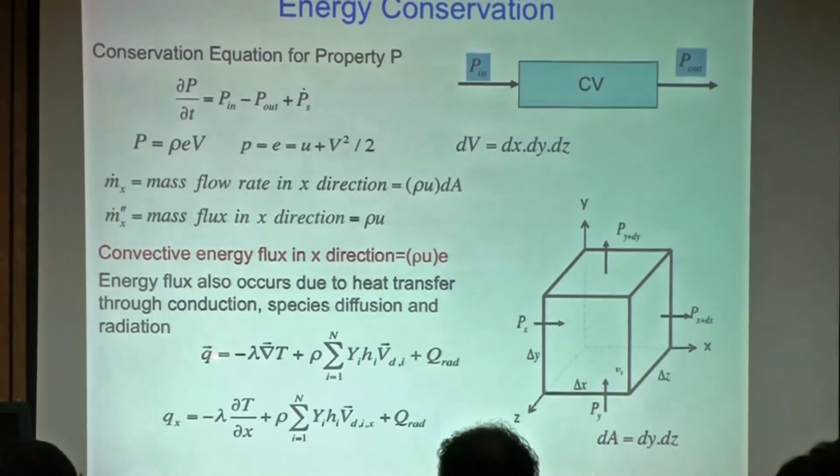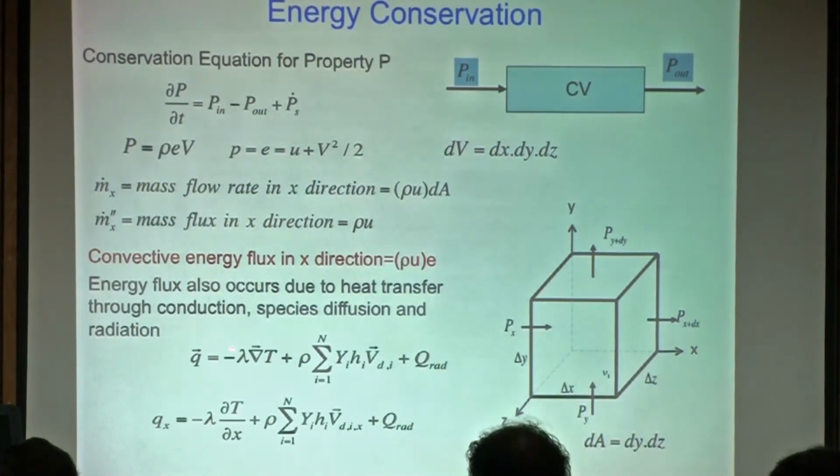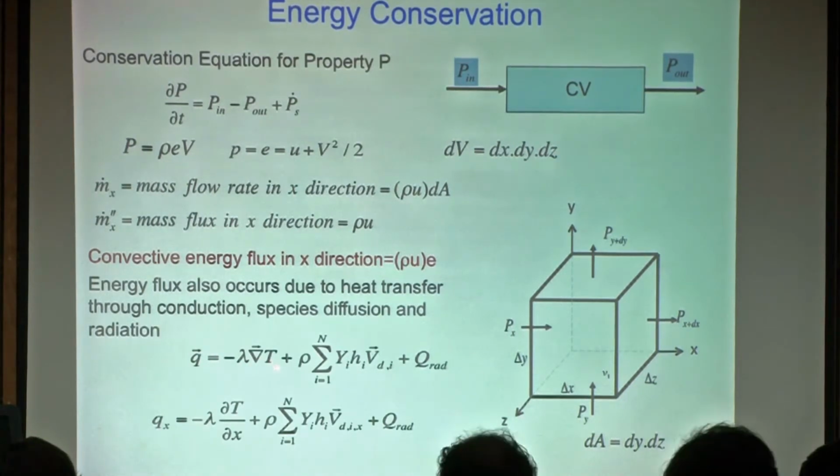This is the heat flux vector. So you have three components here. What is this one? This one we are all familiar with. That's the conduction. It's written in the vector form: the thermal conductivity times the gradient of temperature. So it will have again three components.